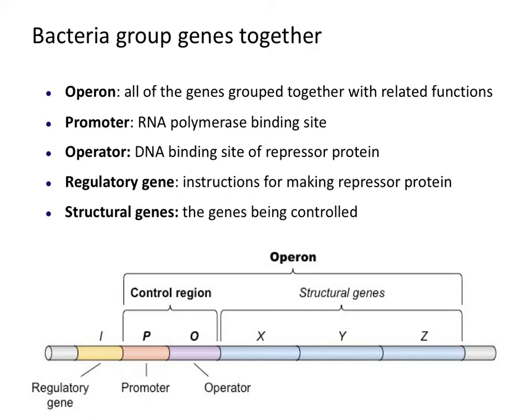So how do bacteria regulate their DNA? They do it using operons. An operon is a group of genes right here that all work together. Remember, the promoter is where the RNA polymerase is going to bind for transcription. The operator is where the repressor protein is going to bind. We'll get to that in a second. The regulatory gene, here it is, holds the instructions for making a repressor protein. And then structural genes are the genes of interest, the specific genes that I'm trying to manage here, the ones that I'm trying to turn on and off.